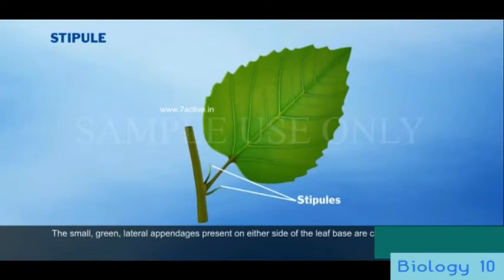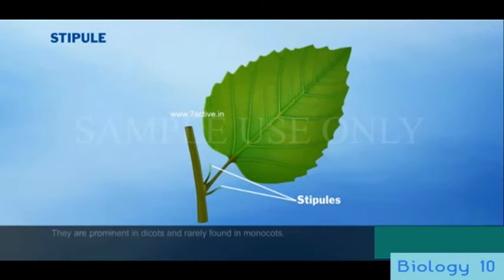Stipule. The small green lateral appendages present on either side of the leaf base are called stipules. They are prominent in dicots and rarely found in monocots. They protect the axillary buds in developing stages.